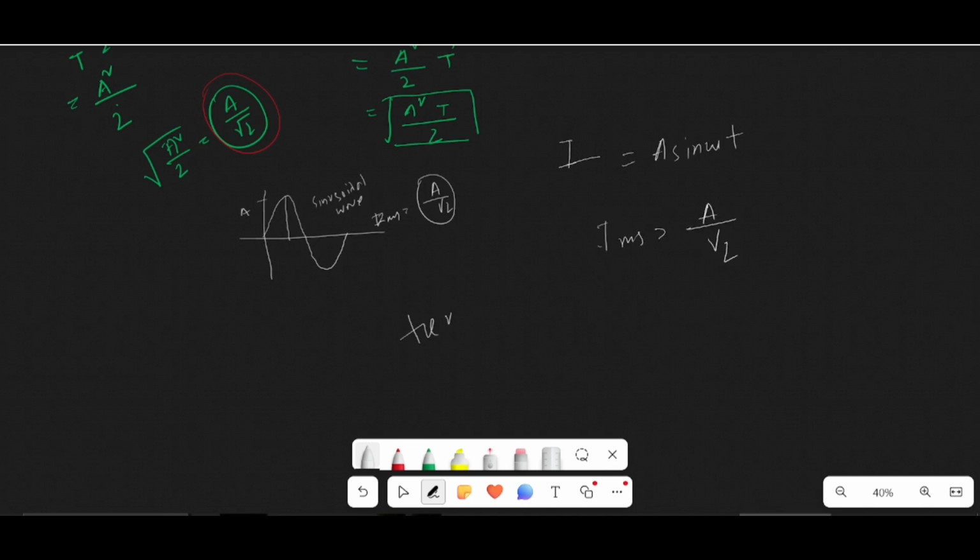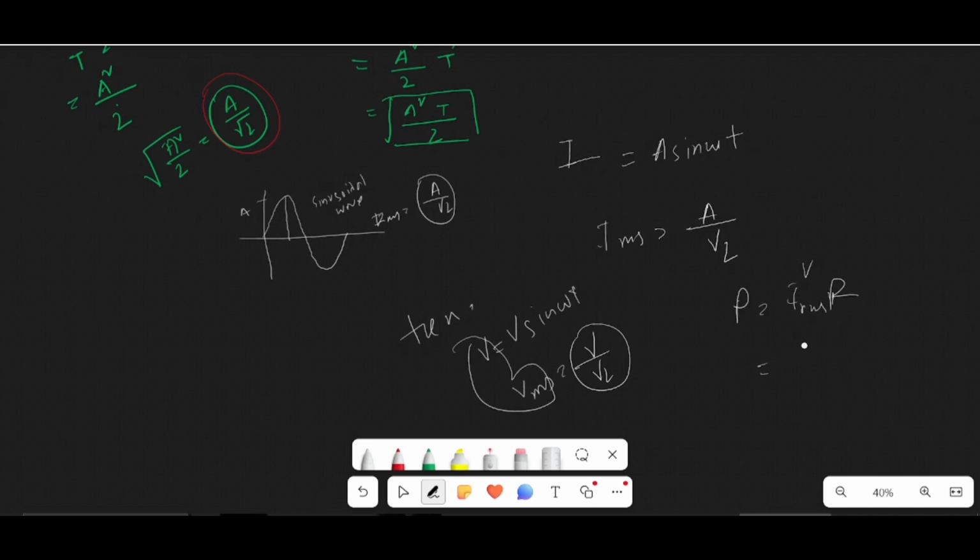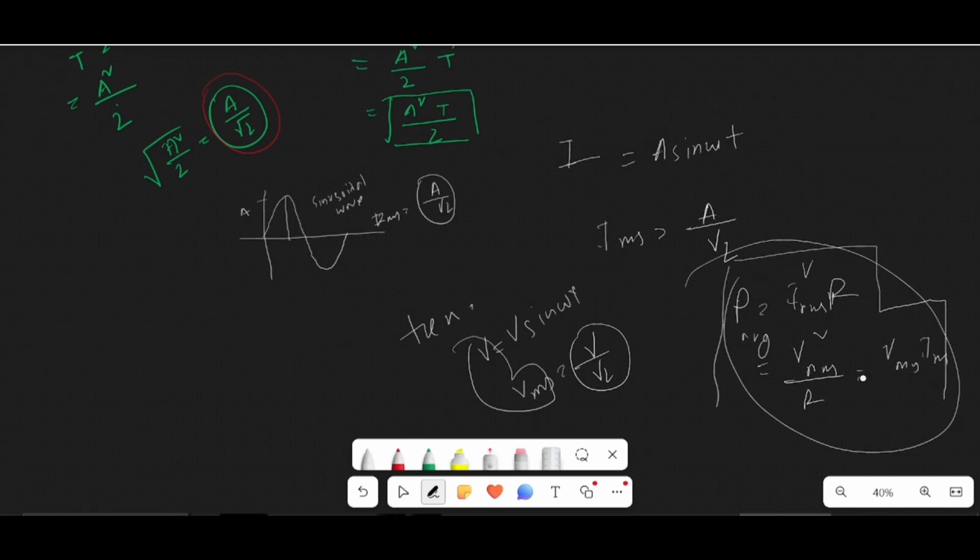Then let's say we need to calculate V RMS. So V equals V sine omega t. In a similar way, V RMS equals V divided by root 2. If we take the RMS value, then we can easily calculate the power with this equation: I RMS squared R, V RMS squared divided by R, or I RMS into V RMS. With any of these three equations we can easily calculate the average power. So today this is it, and if we do some practice math and other problems, then our idea will be clear again. So thank you.